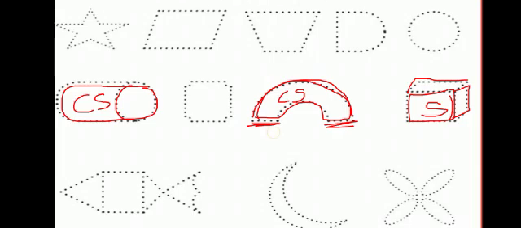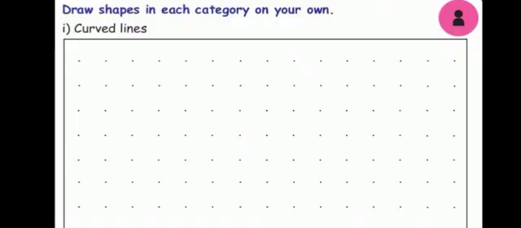You finish this activity. Next one, draw shapes in each category on your own. First, they have given curved lines. In this box, you will draw any shapes, but the shape must contain curved lines only. So you draw any shapes like flowers or any things in this box using these dots. Next, straight lines. Here you draw the pictures using only straight lines.